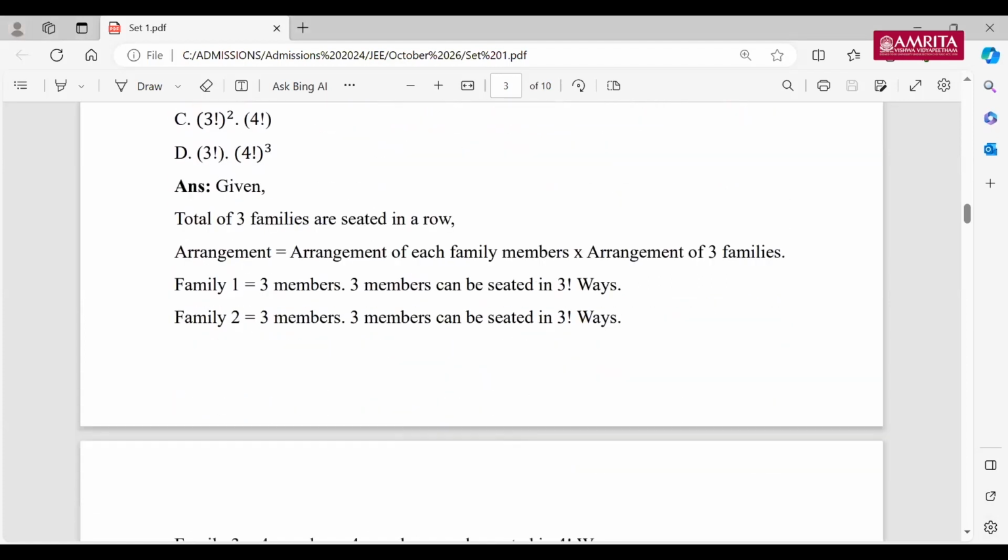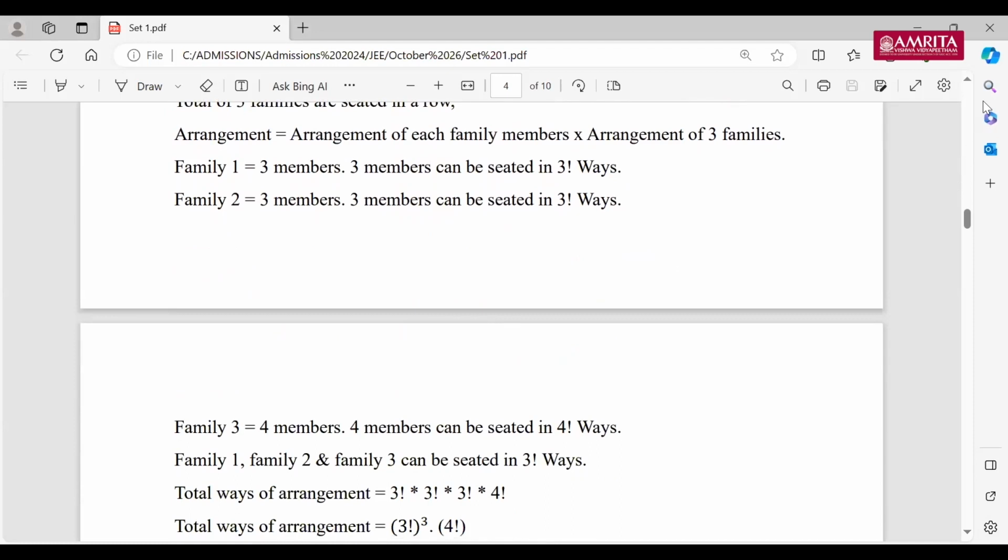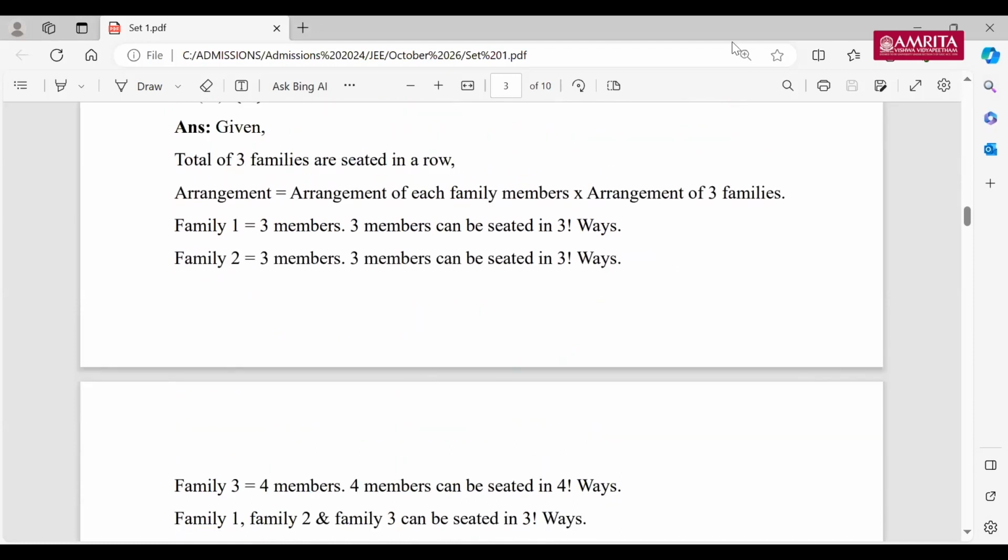So yes, moving to the solving part of this question, how we are going to solve this. So I have a total of 3 families which are arranged. So how will the arrangement be? I need to take care of the arrangement of each family's members and the arrangement of the families. These two things I need to take care of. So when it comes to family 1, how will I be arranging them? There are 3 members and 3 members can be seated in 3 factorial ways.